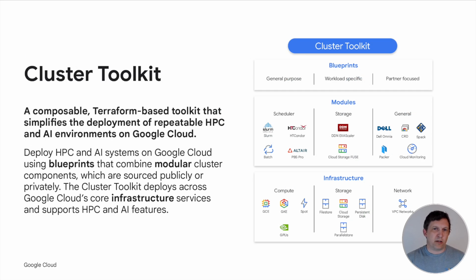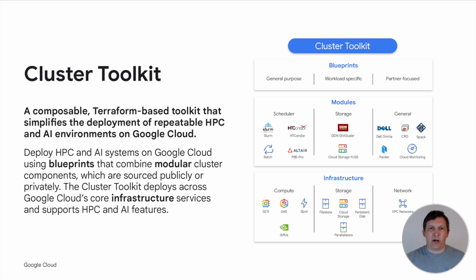The Cluster Toolkit is a modular, composable toolkit written in Terraform, designed to make it easy to deploy repeatable turnkey HPC AI environments with Google Cloud's best practices built in. The toolkit consists of three key components. First is a blueprint, which is exactly what it sounds like: a design that your HPC AI environment should be built to follow. These blueprints can be specific to a workload, general purpose, or focused on a partner solution.